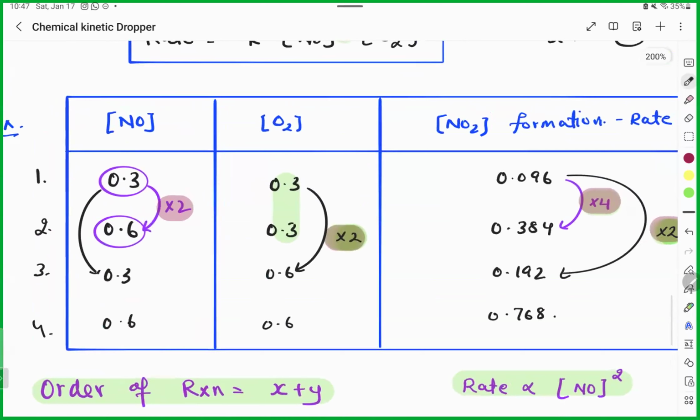You have to compare the data. Compare equation first and second. In first and second, your oxygen amount is exactly the same, but your NO amount is becoming double because data is saying from 0.3 to 0.6. If you compare equation 1 and 2, your final rate is 4 times. If you compare these two numbers, 2 is 4 times of 1. So you can see when NO is becoming double, your rate is becoming 4 times. It means it depends upon NO raised to power 2. Any doubt, Pratigya?